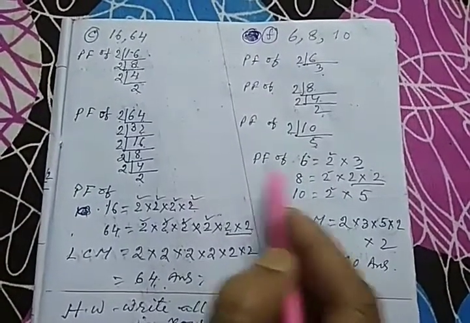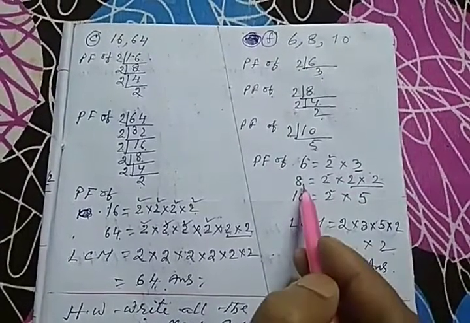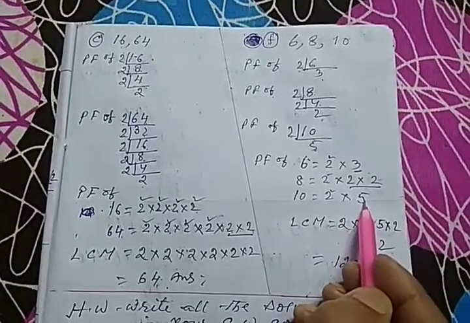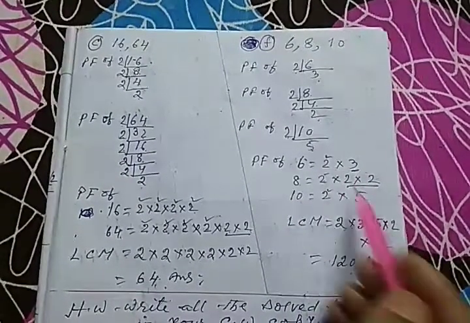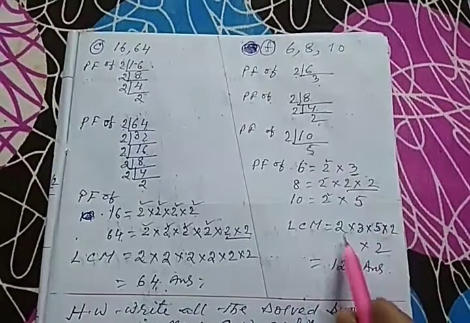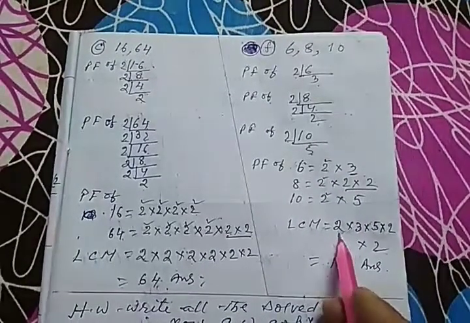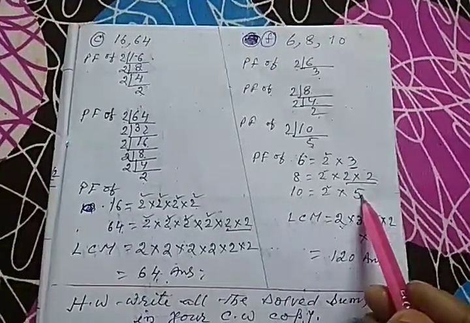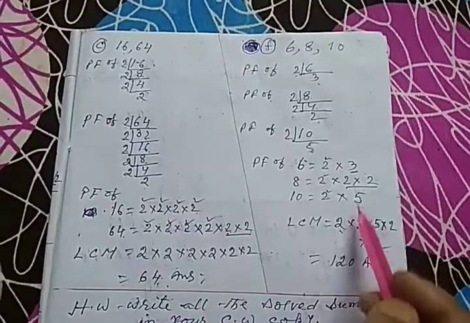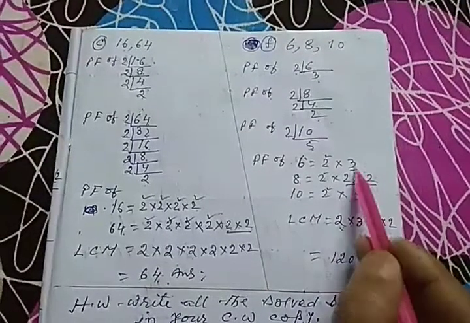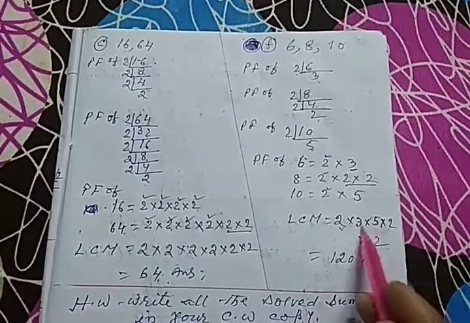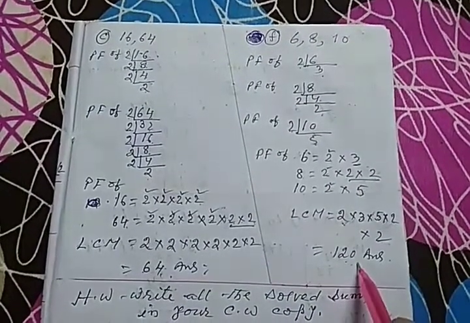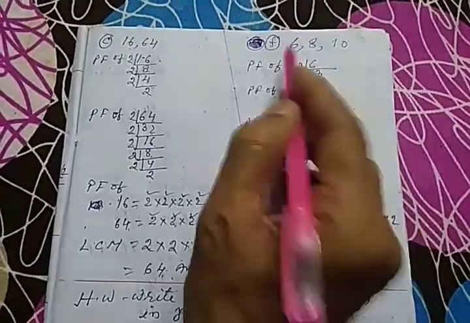Therefore, the prime factors of 6 are 2 into 3, of 8 are 2 into 2 into 2, and of 10 are 2 into 5. So, what are the common factors? We see 2 is common. But the remaining numbers are 3 and 5. These are not common, but we have to take them into account, along with 2 into 2. After multiplying all these factors, 120 is the LCM of 6, 8 and 10.